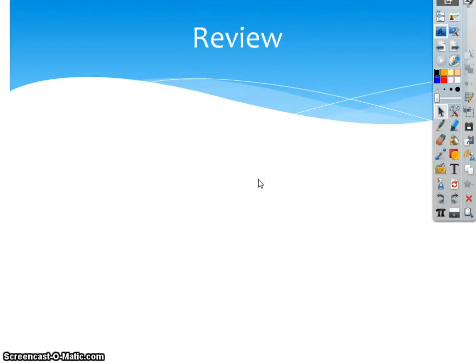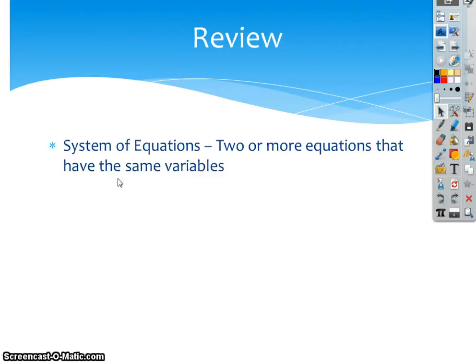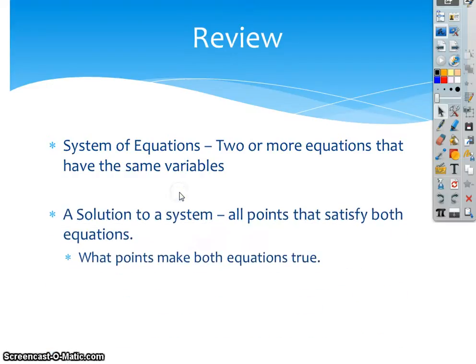So let's review quickly. A system of equations is simply two or more equations that have the same variables. X, Y, A, B, it doesn't matter what the variables are, as long as they share them, they both have them. And a solution to a system is all the points or a point that satisfy both equations.